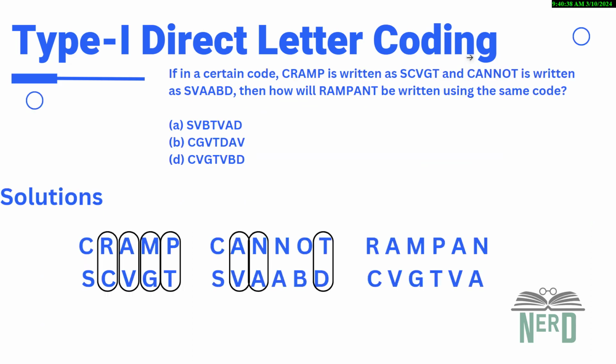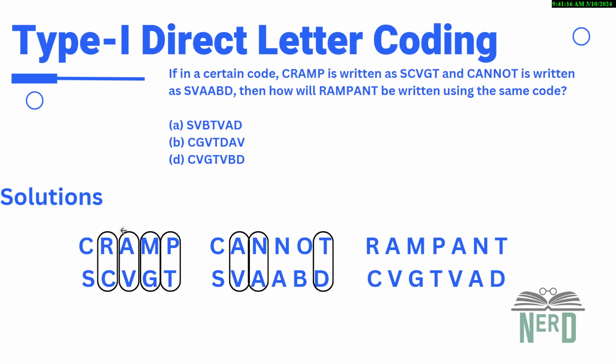So as you can see, we have the question here: if in a certain code CRAMP is written as SCVGT and CANNOT is written as SVAABT, then how will RAMPANT be written using the same code? So as we know, we'll just place the letter series that they have asked about, CRAMP, and then below it what it is written as. We'll do the same with CANNOT, and write down how it is written. When we do that, you see it's direct coding.